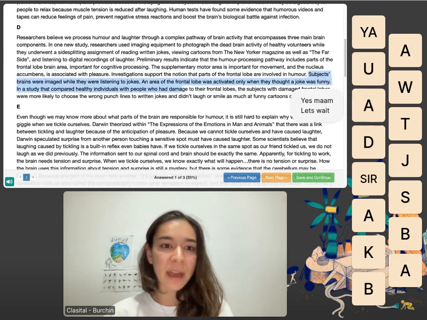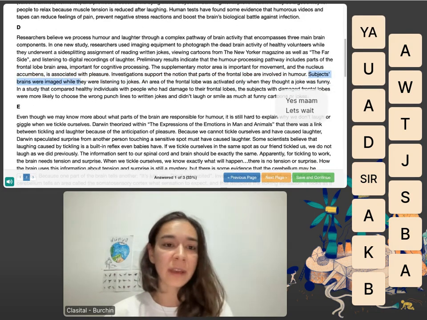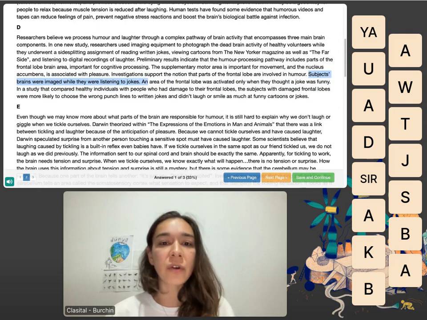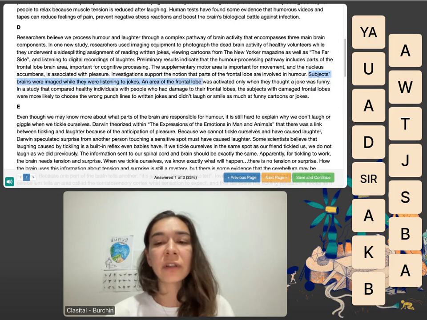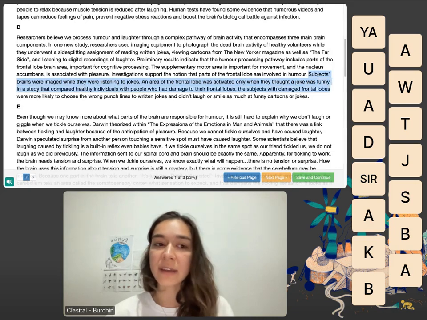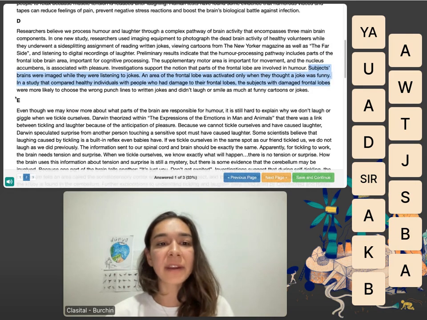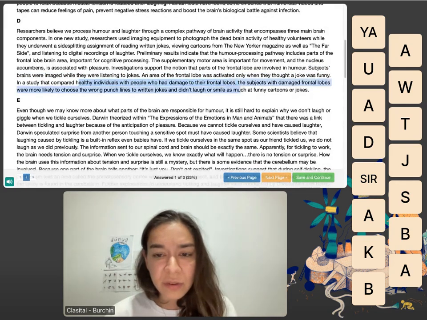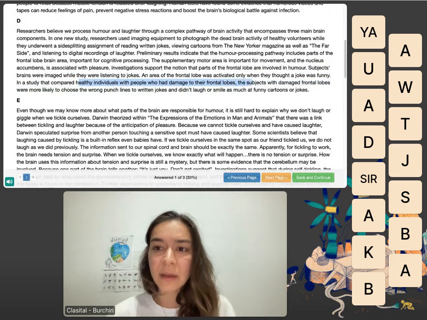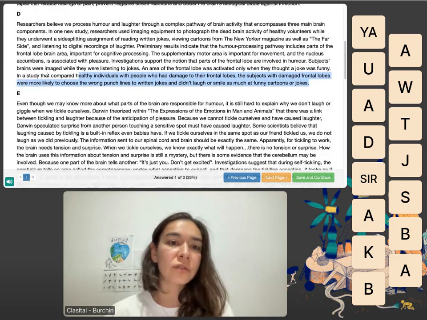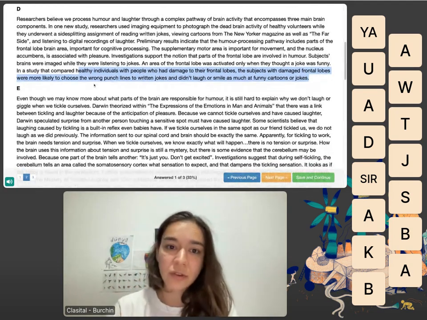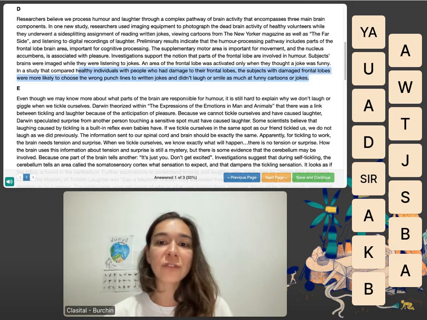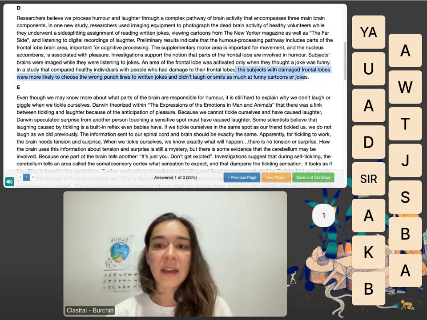Subjects' brains were imaged while they were listening to jokes. An area of the frontal lobe was activated only when they thought a joke was funny. In a study that compared healthy individuals with people who had damage to their frontal lobes, the subjects with damaged frontal lobes were more likely to choose the wrong punchlines to written jokes and didn't laugh or smile as much at funny cartoons or jokes.